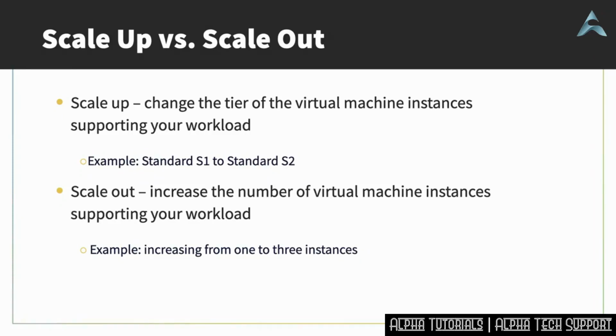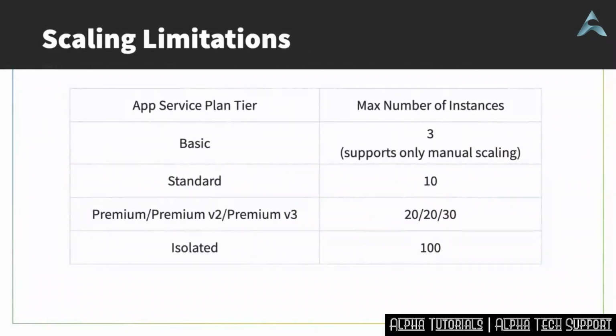When it comes to scale out, that is a different concept. We still maintain ourselves in the same size of instance, but what we're going to do is increase the number of instances. So an example here would be increasing from 1 instance to 3 instances. But let's talk about some limitations when it comes to scaling, because it is really important for you to understand this. How many instances can I have? That's a big question in app service. Well, it depends on the app service plan tier that you have.